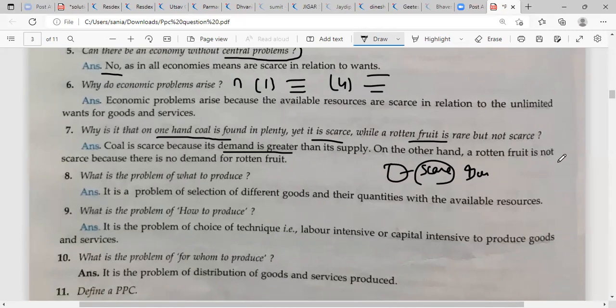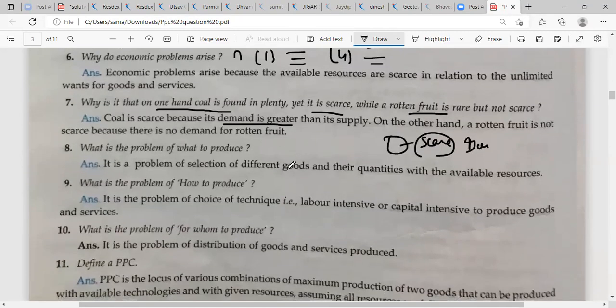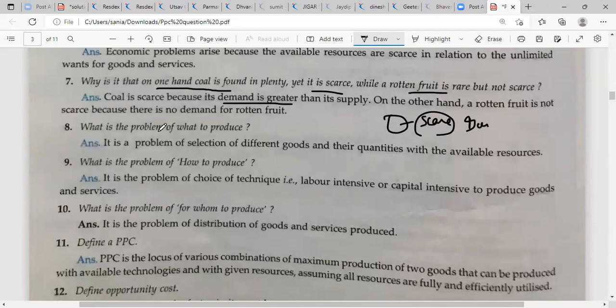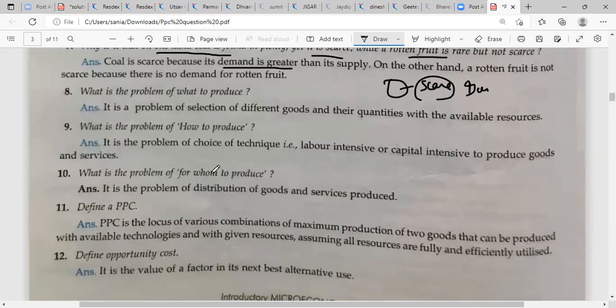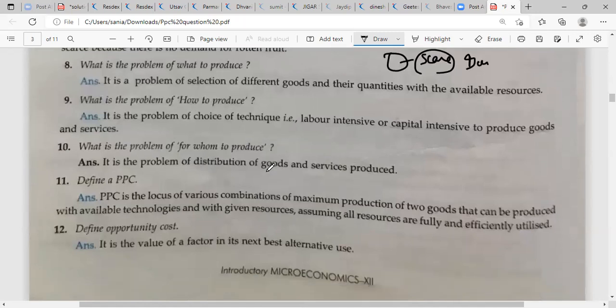On the other hand, rotten fruits is not scarce because there is no demand for rotten fruits. Okay. Next is, what is the problem of what to produce, how to produce, for whom to produce? So you will be basically explaining it.